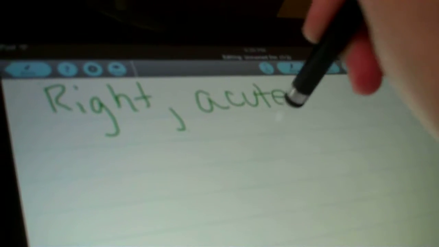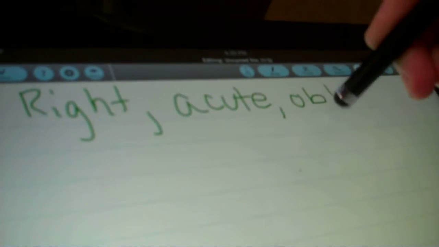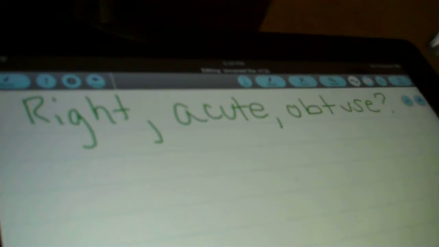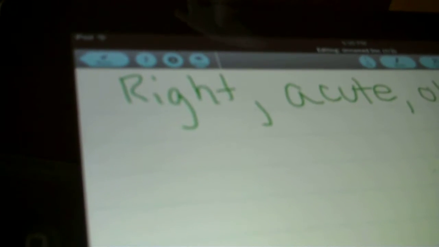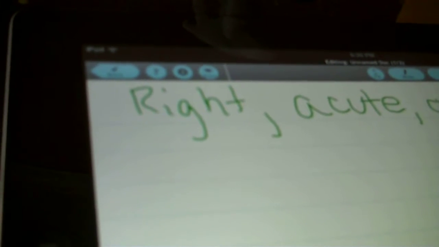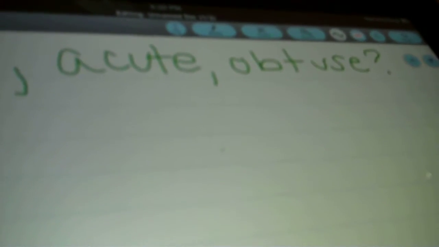All right, we can use the Pythagorean theorem to figure out if we have a right triangle, an acute triangle, or an obtuse triangle. Now, a right triangle, you should remember, has one angle that measures exactly 90 degrees. An acute triangle has all three of its angles being acute, meaning they measure less than 90 degrees. And an obtuse triangle has one angle that measures greater than 90 degrees.